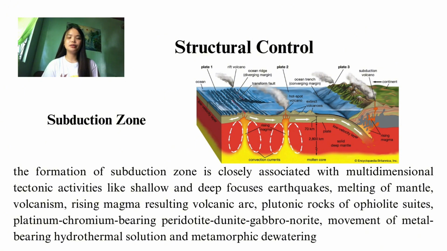The formation of a subduction zone is closely associated with multidimensional tectonic activities like shallow and deep focus earthquakes, melting of the mantle, volcanism, rising magma resulting in a volcanic arc, plutonic rocks of ophiolite suites, platinum-chromium bearing peridotite, dunite, gabbronorite, and the movement of metal-bearing hydrothermal solution and metamorphic dewatering.